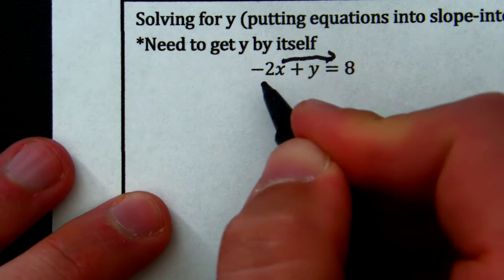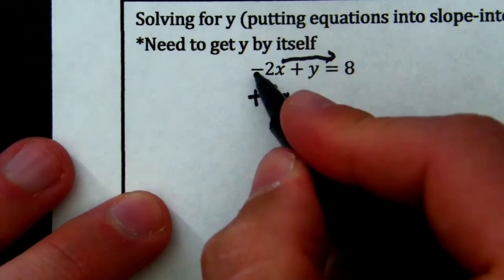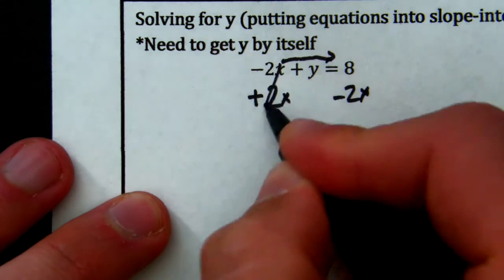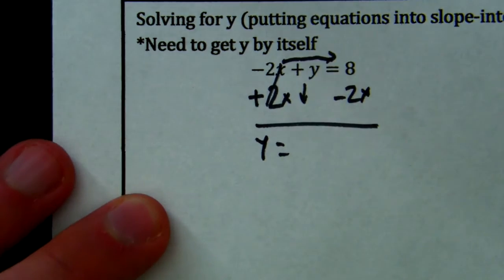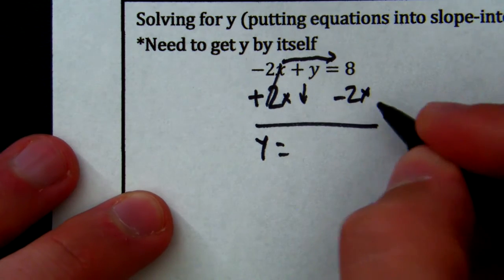So the opposite of negative 2x is plus 2x. Opposite of minus is plus. Whatever we do to one side, we need to do to the other. So we're going to cancel here. We drop our y down. Y equals. Now, 8 and negative 2x you cannot combine because they both don't have an x. The negative 2x obviously does, the 8 does not. So we cannot combine these because they're not like terms.